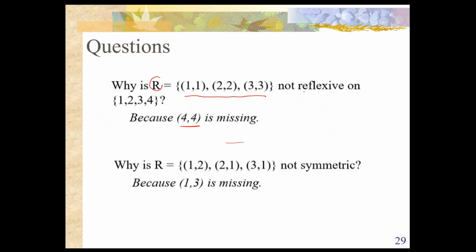So it is not reflexive. Okay. And then why is R = {(1,2), (2,1), (3,1)} not symmetric? If you look at the relation matrix just now, the mirror or the counterpart is always flipped. For example, (1,2), the counterpart is (2,1). (3,1), the counterpart is (1,3). But is there (1,3) in this relationship? No, right? So obviously, (1,3) is missing. Therefore, it is not symmetrical. Symmetrical means you must have counterparts.